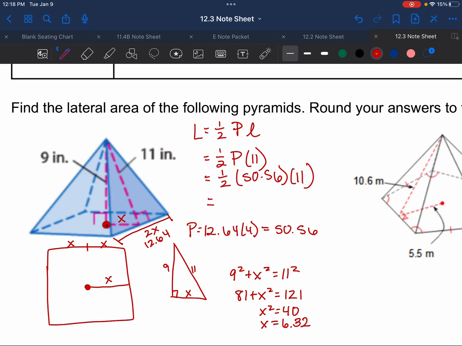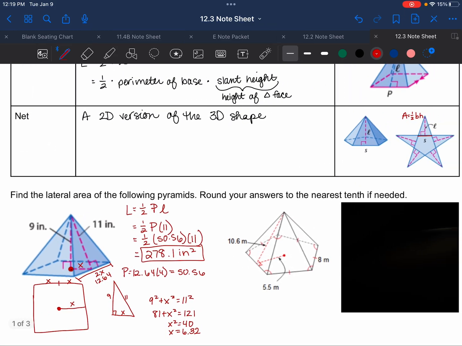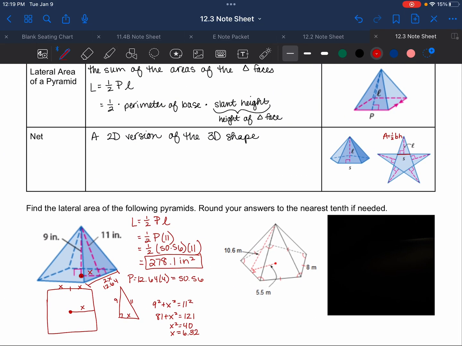And we get an area, and it says round to the nearest tenth, so a lateral area of 278.1 inches squared. All right, I want you to pause here and try this next one on your own.